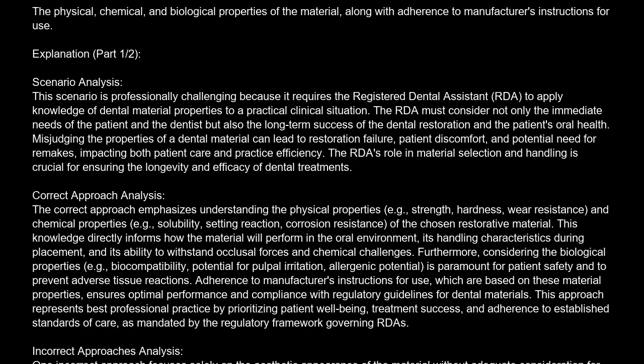Furthermore, considering the biological properties, e.g., biocompatibility, potential for pulpal irritation, allergenic potential, is paramount for patient safety and to prevent adverse tissue reactions. Adherence to manufacturer's instructions for use, which are based on these material properties, ensures optimal performance and compliance with regulatory guidelines for dental materials. This approach represents best professional practice by prioritizing patient well-being, treatment success, and adherence to established standards of care, as mandated by the regulatory framework governing RDAs.